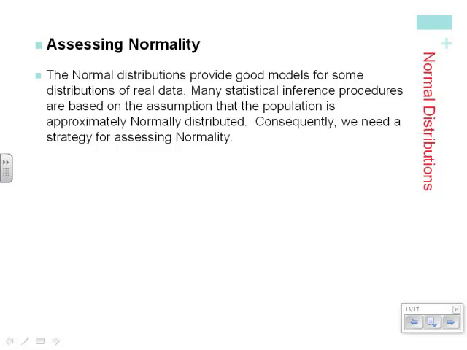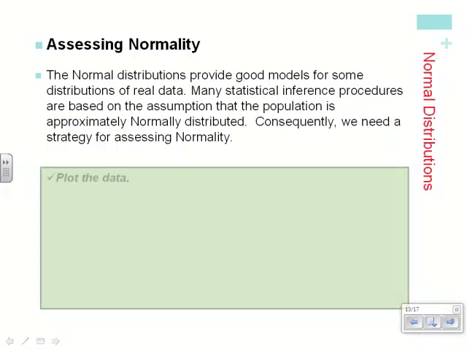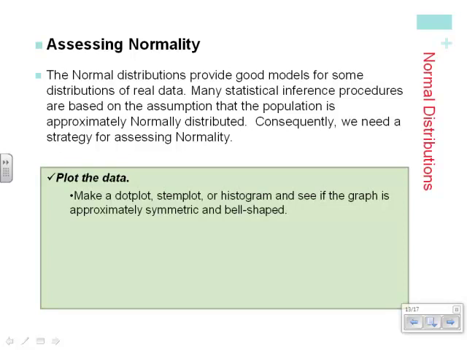So anyway, we need a strategy for assessing the normality of a data set to find out whether it's appropriate to use these tools on them. And here's how we're going to do that. To assess normality, we're going to plot the data. What do we mean, plot the data? Well, with quantitative variables, we can do a box plot, a stem-and-leaf plot, or a histogram. We have those three plots at our disposal here. When we plot the data, we're looking for symmetry and for bell shape.